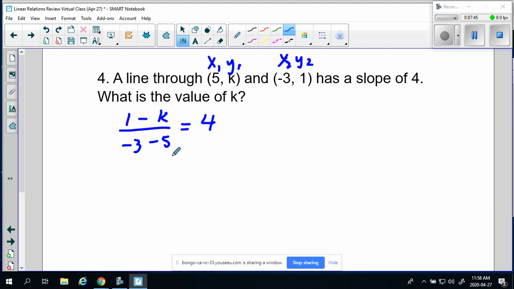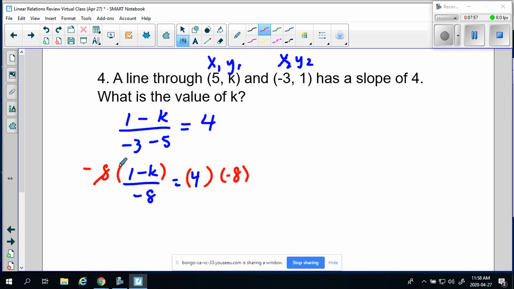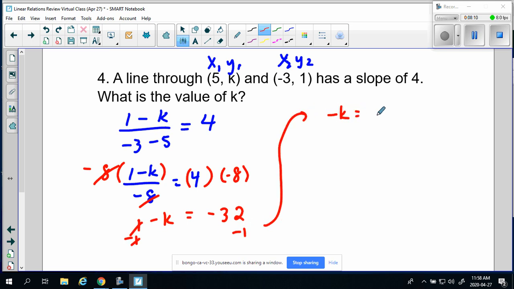So let's see if we can work out what k is. So 1 minus k over -8 is equal to 4. I will kill off my fraction by multiplying both sides by -8. So we have 1 minus k is equal to -32. I can subtract 1 from both sides to make it -k is equal to -33. But they're both negative. We can't leave it like that. We got to multiply both sides by -1. So k is equal to +33.